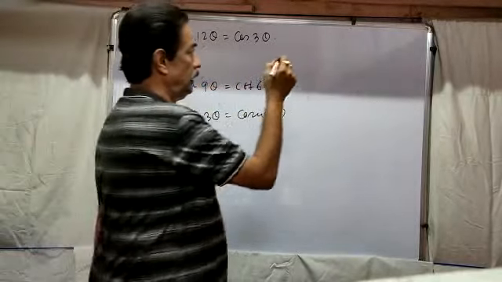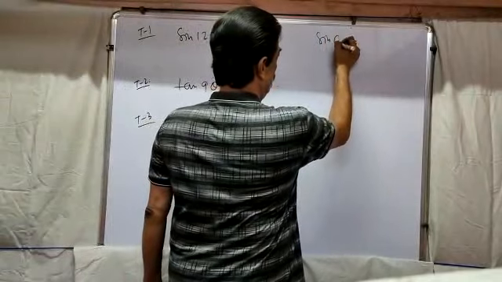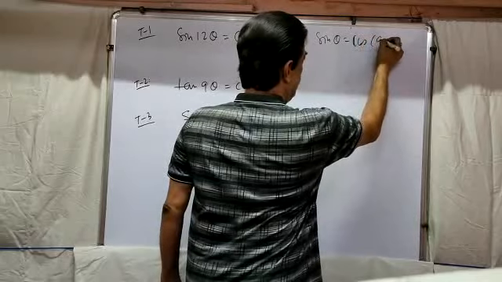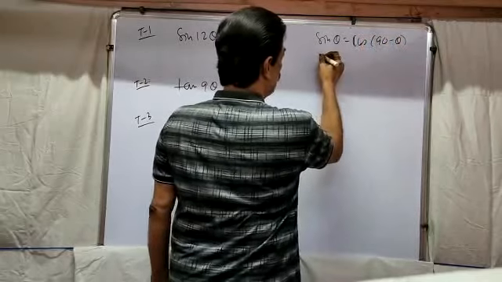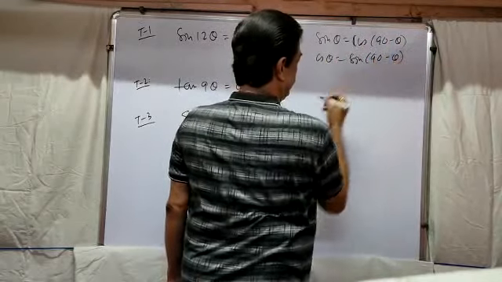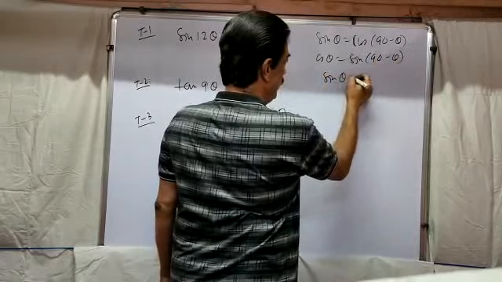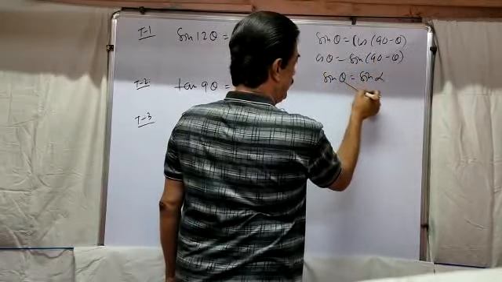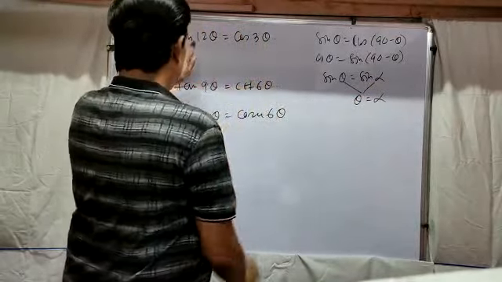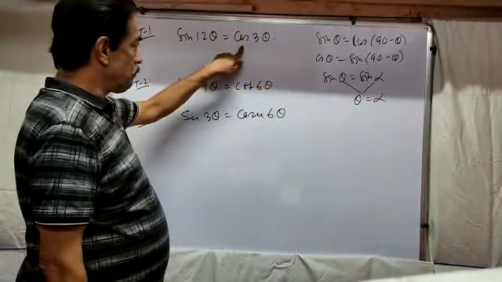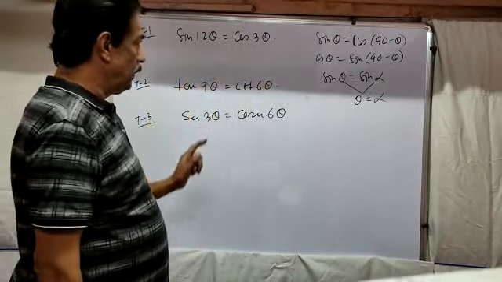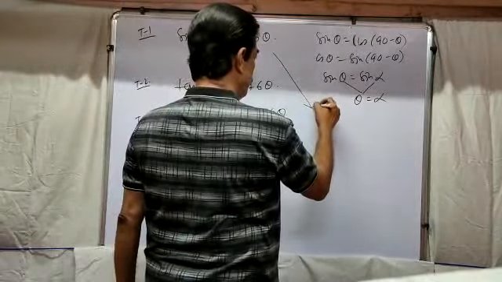If you know the subject, I know sin theta equals cos of 90 degree minus theta, or cos theta equals sin of 90 degree minus theta. Same thing: if I write sin alpha, we can write theta equal to alpha. These are your processes. So remember, if it is sin, that should be cos. If it is tan, that should be cot. If it is sec, that should be cosec. These are the relations.